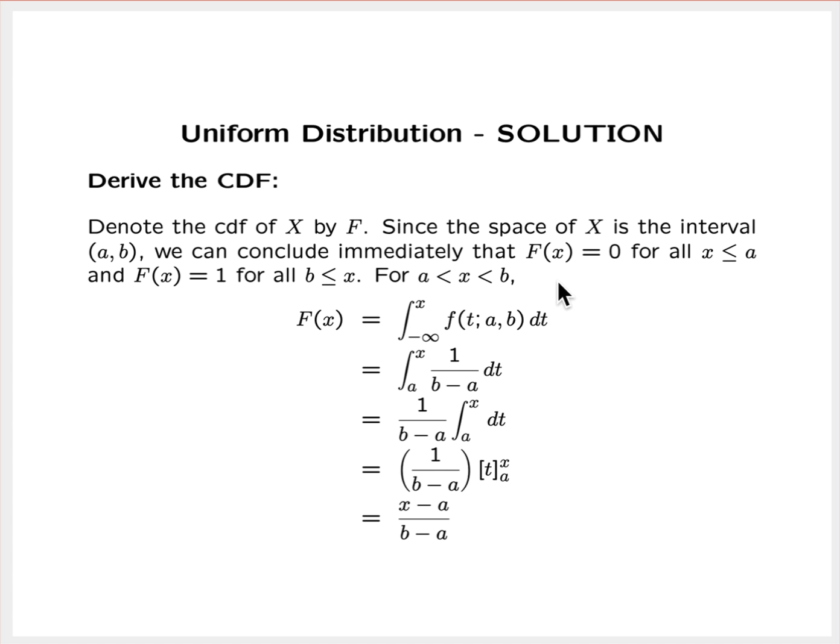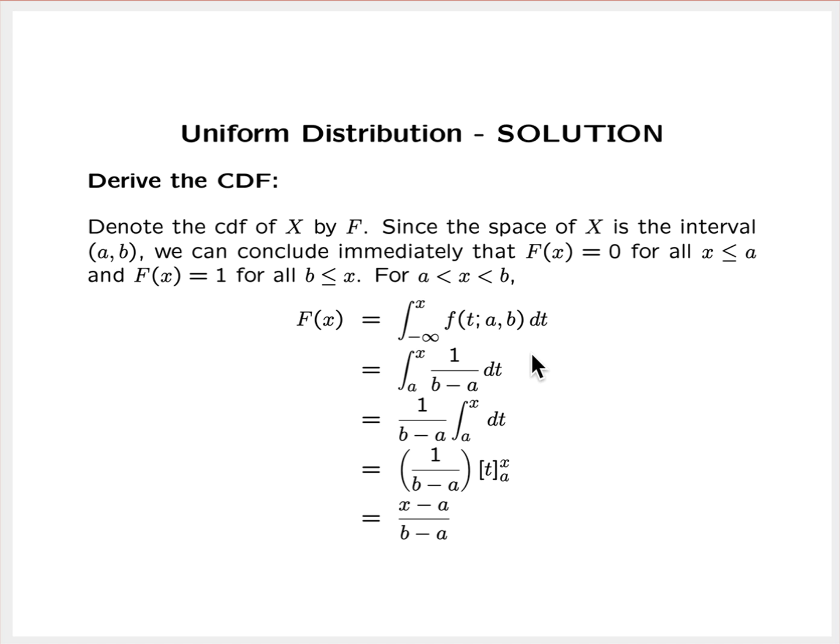Now, for values of x that are greater than A and less than B, in other words, for any value of x in the sample space of the random variable x, then the CDF is given by the integral from minus infinity up to the argument of the CDF at which we're evaluating it, so x, of the PDF. And again, notice that the variable of integration cannot be x. It's got to be something different, so I'll use t in this situation.